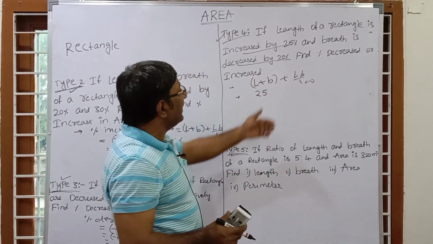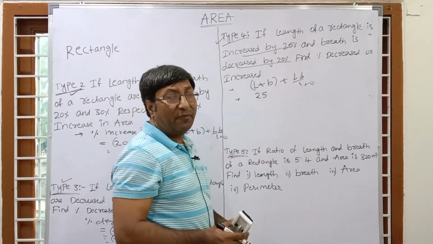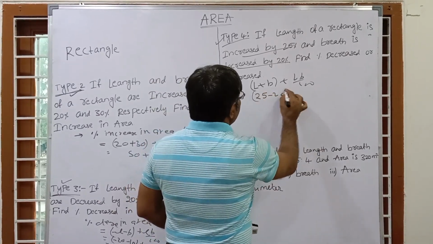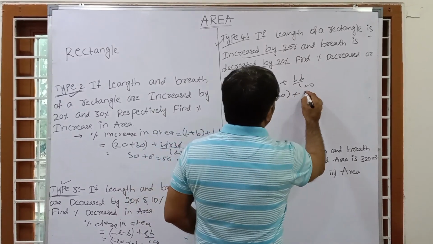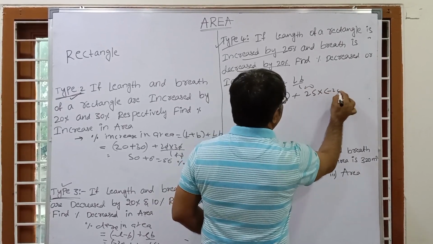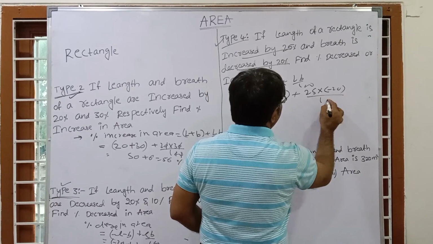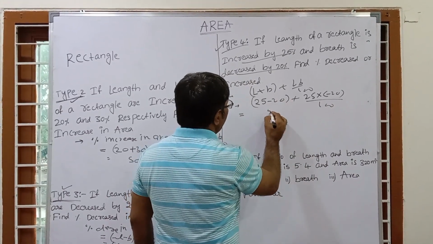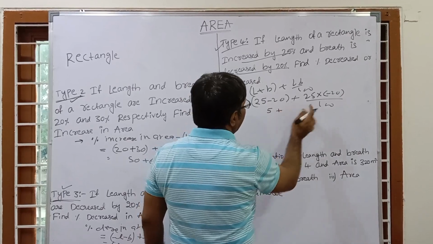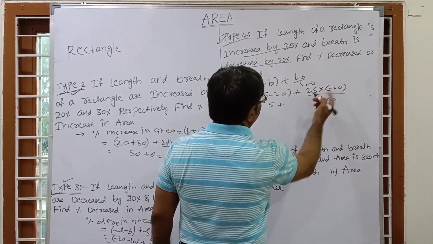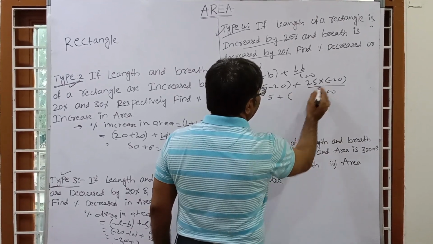And breadth is decreased by 20%, so B will be negative, that is minus 20. Similarly, L is 25 because it is increasing, and B is minus 20, divided by 100. So this is how much? 25 minus 20, that is 5, plus 25 into minus 20, which will be negative.